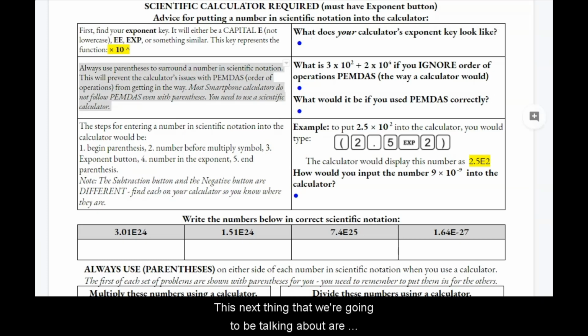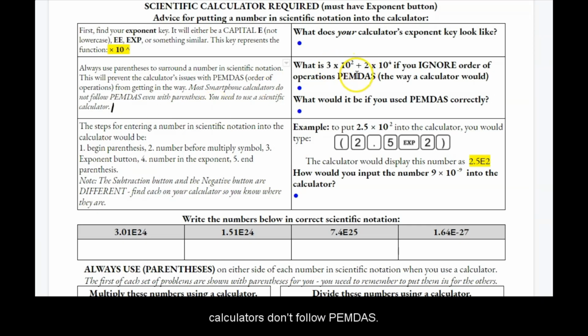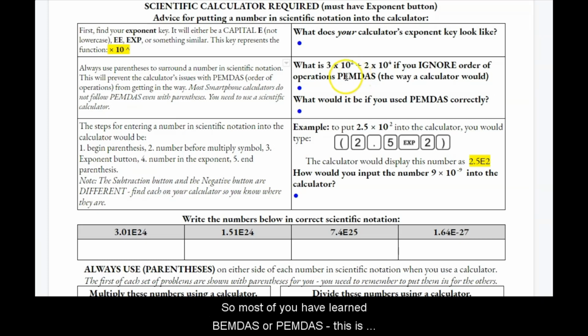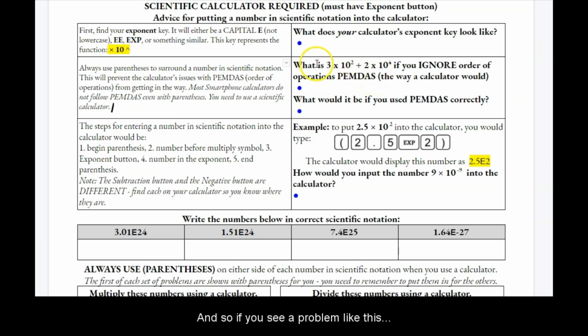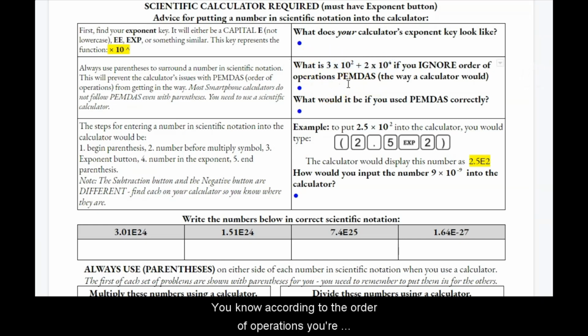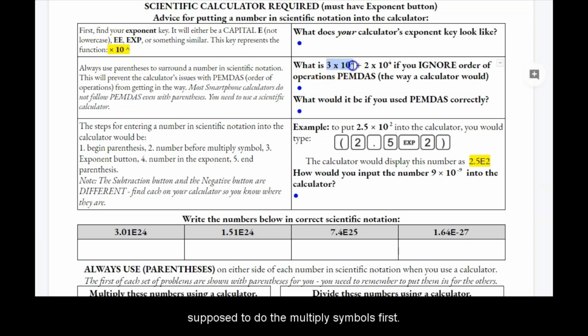This next thing that we're going to be talking about are the parentheses. And you'll see here it says always use parentheses to surround a number in scientific notation. And this is because calculators don't follow PEMDAS. So most of you have either learned BEMDAS or PEMDAS. This is the order of operations that you're supposed to go in. And so if you see a problem like this, according to the order of operations, you're supposed to do the multiply symbols first, and then go in and do the addition after. And that's the order of operations.